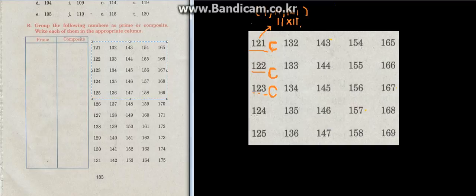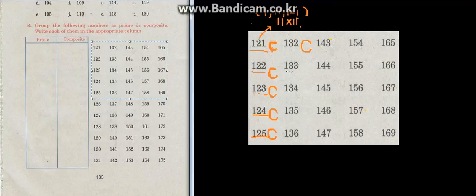Then how about this? You can simply divide it by 2. So this is composite number. And here 125, it ends with 5. That means it can be divided by 5. So here this is composite number. Then what about 132? This number can be divided by 2. So this is composite number.